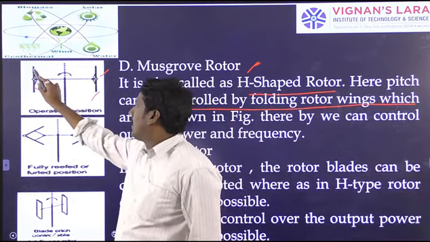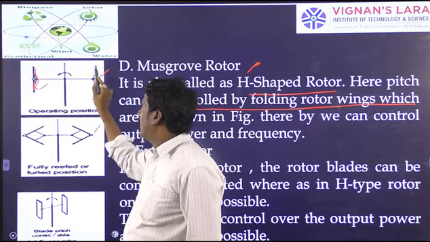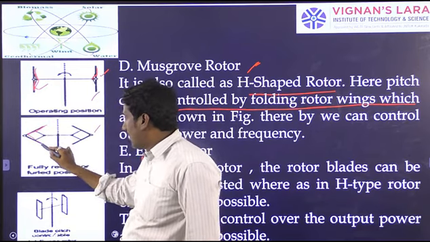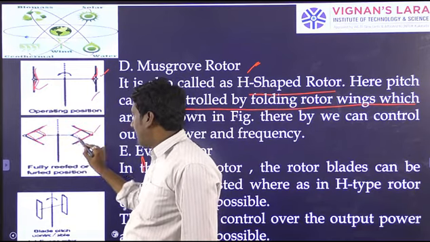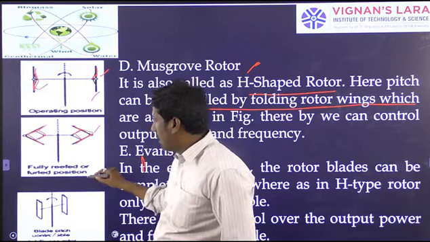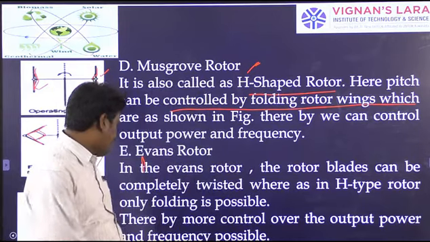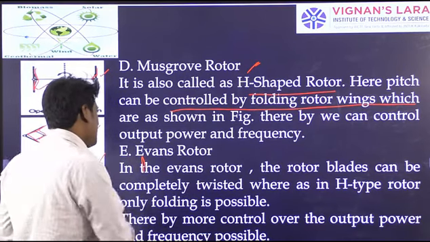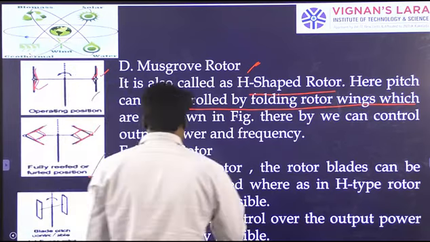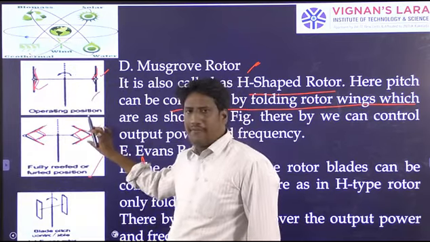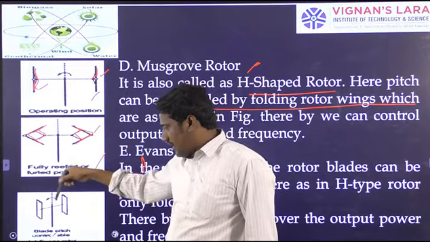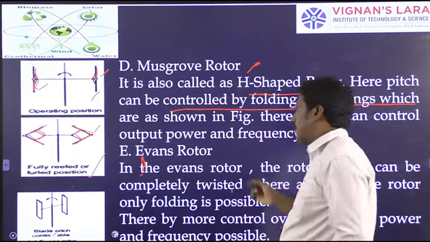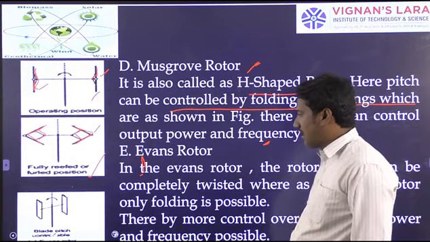Here you can fold according to the wind condition. You can fold such that you can control the pitch, and so the output power and frequency can be controlled. And the last one will be the Evans rotor. In the Evans rotor, the rotor blades can be completely twisted. Here you can only fold, but there the rotor blades can be completely rotated, such that more control of frequency and power can be obtained in the case of the Evans rotor.